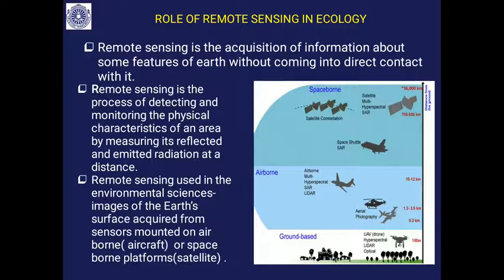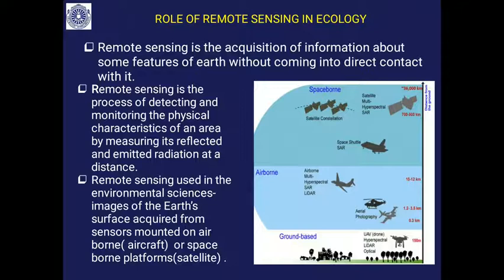So, accessing the information about some features of the earth, it may be some flooding or something occurring in a place that is remote. We are able to access that information through this technology. It is called remote sensing, without coming into direct contact with it.